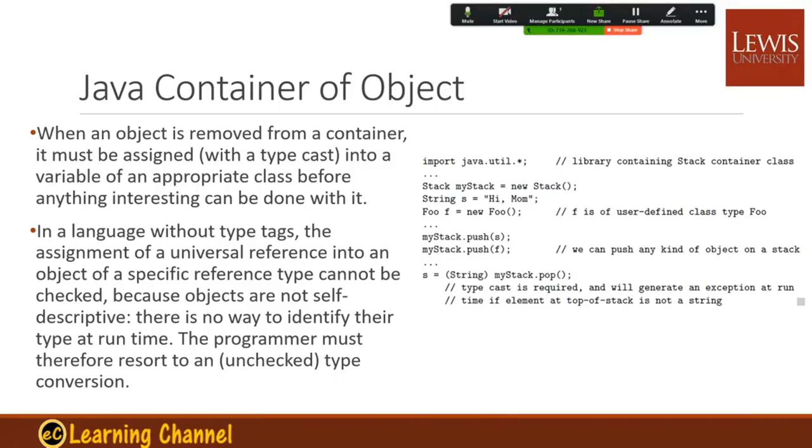Sometimes you need to check whether the library code or the class you use, such as the stack, supports it or not. So in a language without type tags, the assignment of a universal reference into an object or specific reference type cannot be checked because the objects are not self-descriptive. In that case, we need to use the context for type inference. There is no way to identify their type at runtime. The program must therefore resort to an unchecked type conversion.